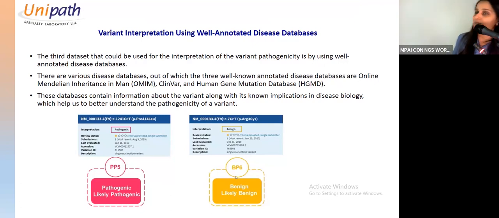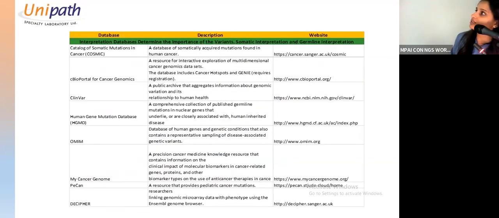And when it is benign, this criteria is added to the other criteria which you have considered, the population frequency and in silico prediction. So this adds more into it. This is the third criteria which gets added into it. Right, now this is the difference.